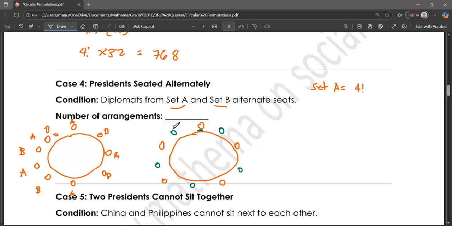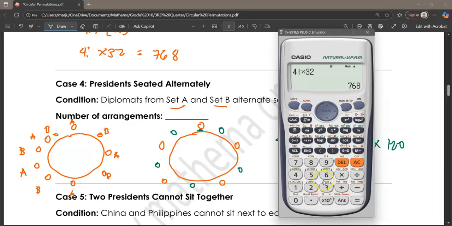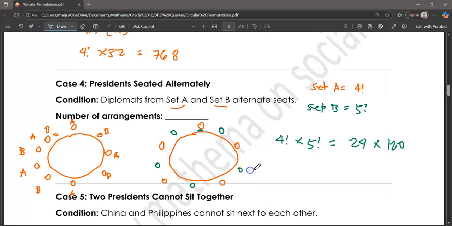So how many ways are there? There will be 5 factorial ways, right? 1, 2, 3, 4, 5. So set B is going to have 5 factorial ways. So this is just 4 factorial times 5 factorial. 4 factorial is 24, times 120. That gives us 2880. So this is 2880.